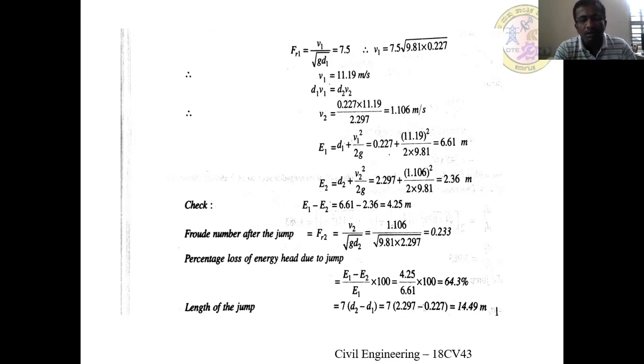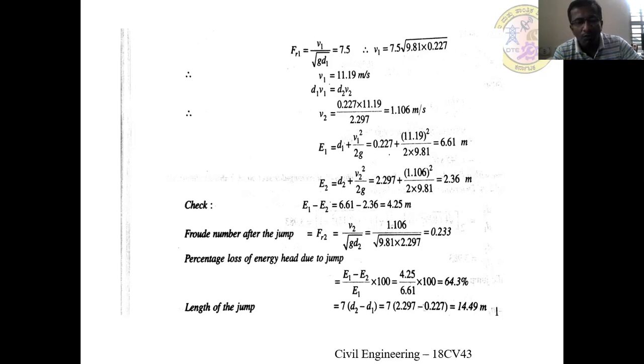Then finally we apply the check. The loss of energy is given as 4.25. We know E1 minus E2 is 6.61 minus 2.36, which gives 4.25. Hence it is correct, it is checked. The Froude number after the jump is F2 equals V2 by square root of g D2. Substituting it, we get the value of 0.233.